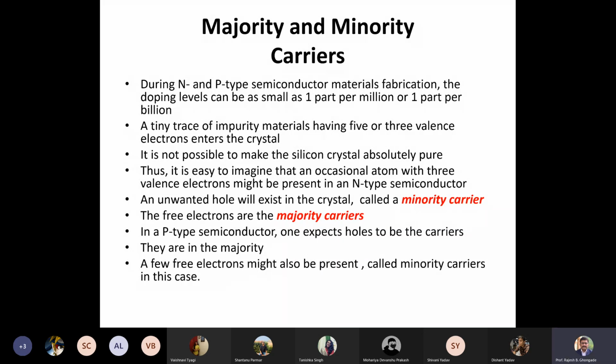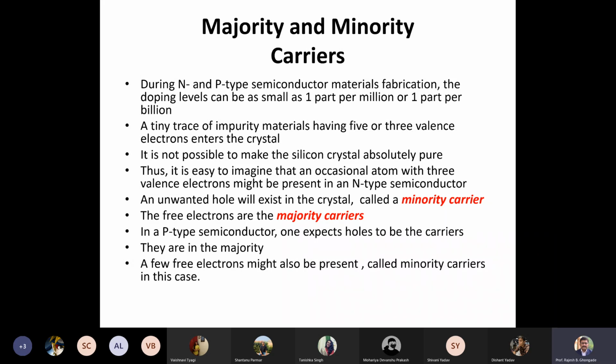So a tiny trace of this impurity will enter the crystal, and obviously we have the n-type and p-type semiconductors. Again, this is not going to be an ideal process. If you look at the atomic scale, it is not going to be possible for us to create a completely pure silicon crystal. So what we have is an occasional atom with 3 valence electrons which may be present in the n-type semiconductor. It is also possible to have such contamination, it's not an ideal process. So an unwanted hole will exist in the crystal, and this will be called a minority carrier.